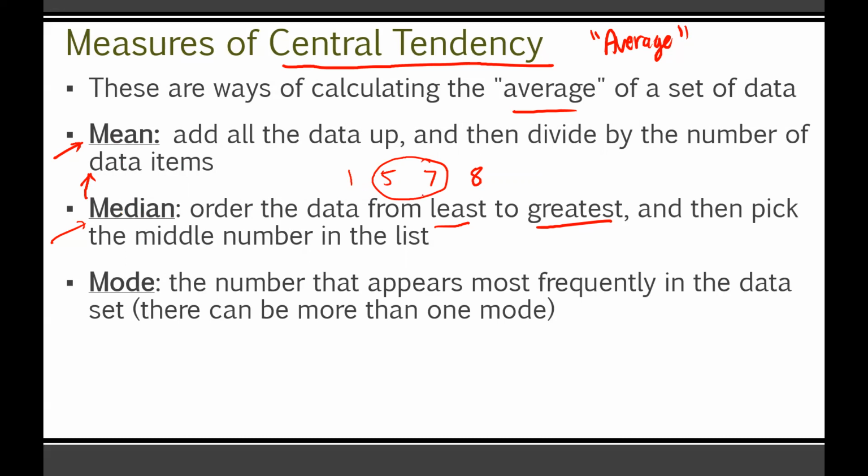So if you were to find the median of this data set, notice it's already ordered from least to greatest. The median would be somewhere between 5 and 7, which is obviously 6. So the median would be 6 in that case.